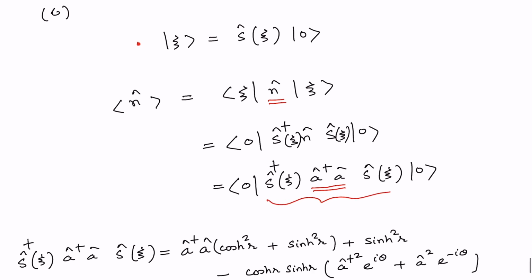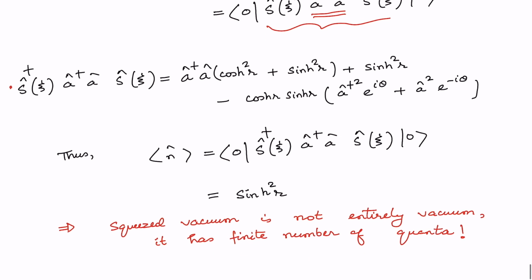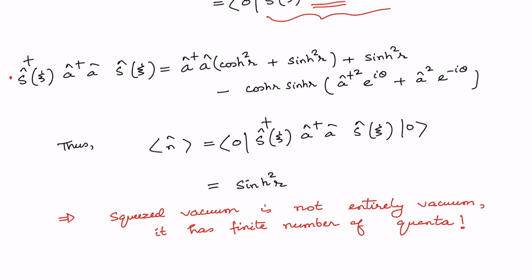You see, now this already we have worked out, and you can straight away utilize it. And if you utilize it, then the expectation value of the number operator, or the average number, or the mean number of quanta, or mean number of photons in the squeezed state, is going to be sinh squared r.